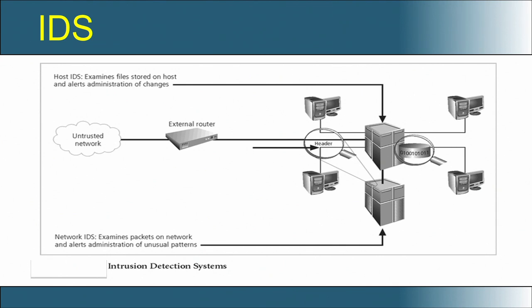So, there are two types of intrusion detection systems. One is the host intrusion detection system, and another is the network intrusion detection system, and each has different functionalities. But please do understand, IDS is different from a firewall.